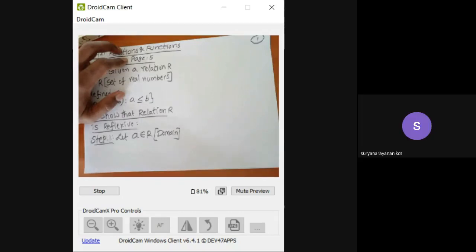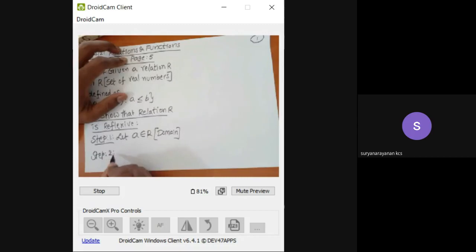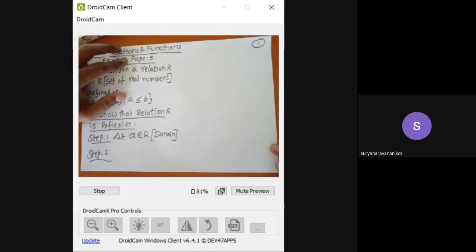Okay, sir. Now, from the domain, we are choosing an arbitrary element, an arbitrary number, that is A belongs to R. This is the first step. After that, what is the second step? What I said previously, we have to write the relation R. In the given relation R, in the place of A, we write A, and in the place of B also, we should write A. Do you remember this step 2, my dear children?